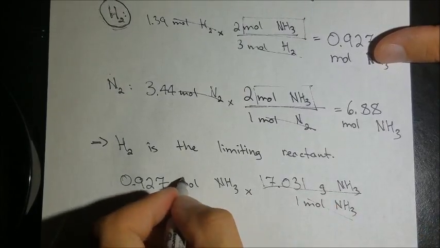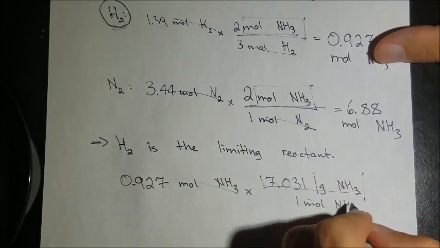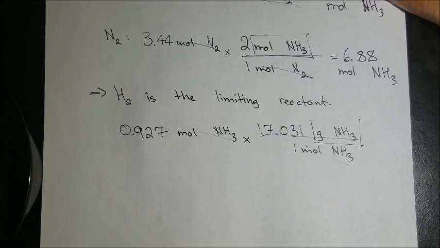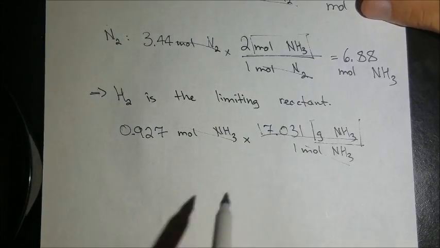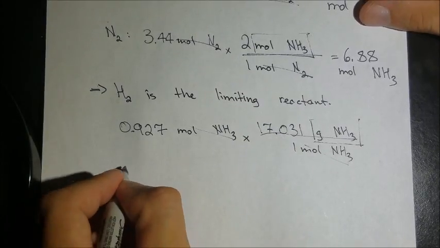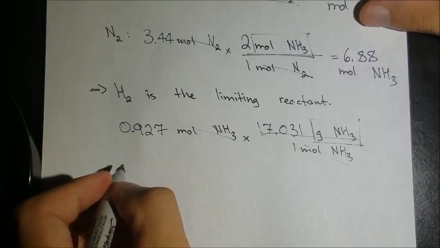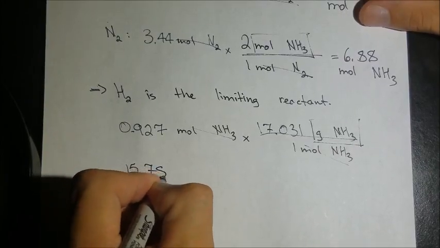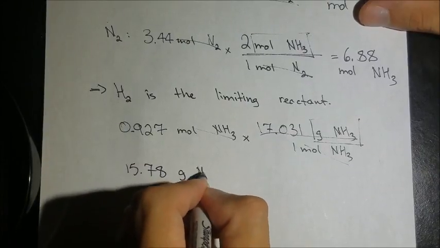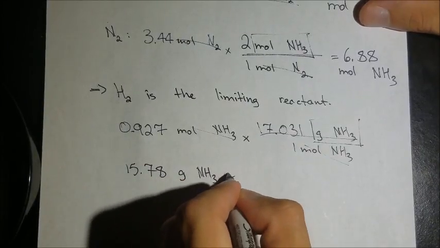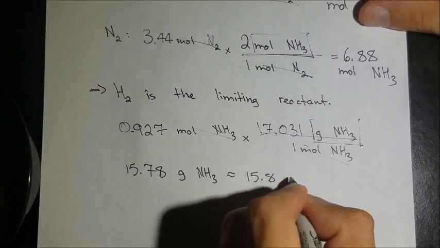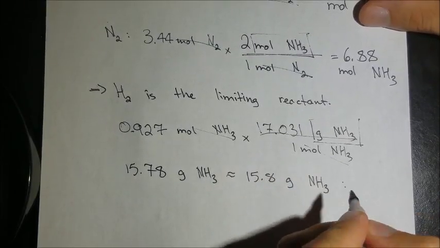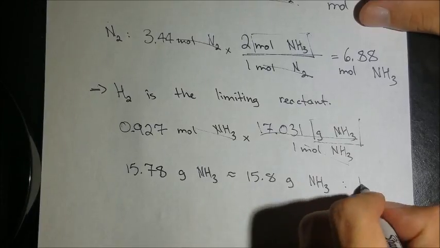So now our moles of ammonia cancel, and we are left with grams of ammonia as our units. And this number, by the way, I just got from the periodic table. So this means that our mass of ammonia that we produce turns out to be about 15.78 grams of ammonia. And that rounds to 15.8 grams. Okay? So the correct answer for number 1 is B.